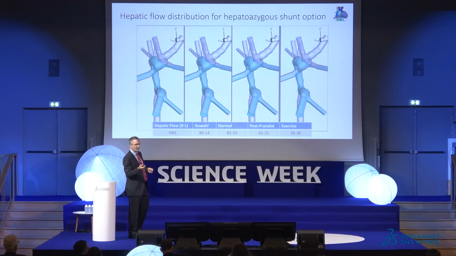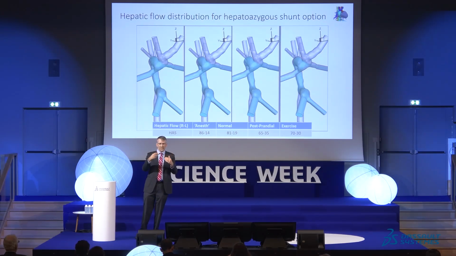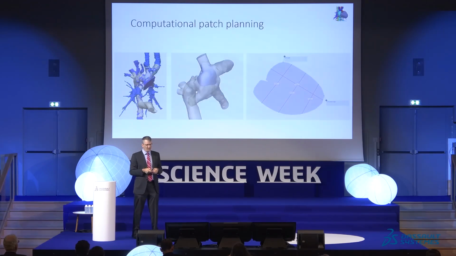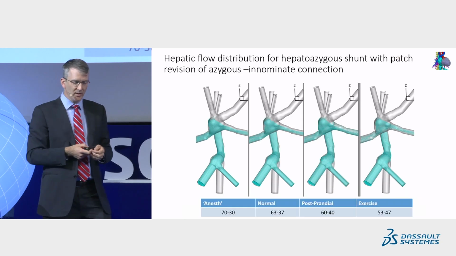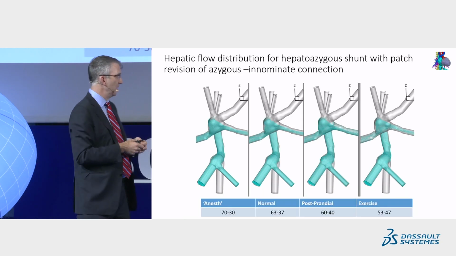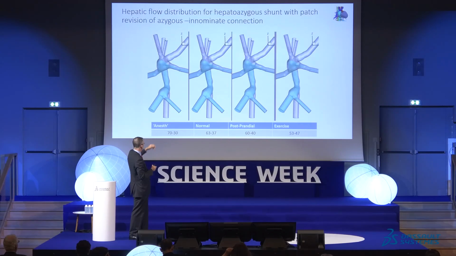So what we really needed to do as engineers is to create some mixing at that azygous SVC junction. So we're able to design a patch to do that. We dimensioned that patch, flattened that patch, and then we redid the simulation and said, okay, what if we do this with a patch reconstruction of that area?